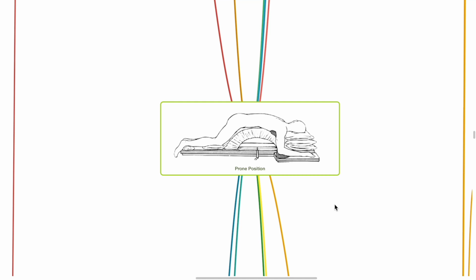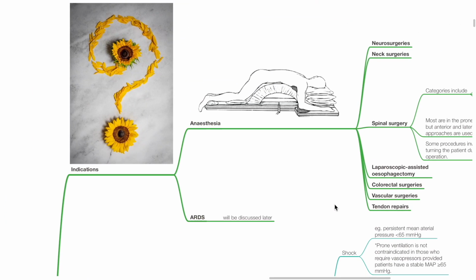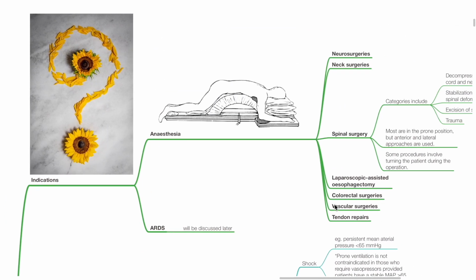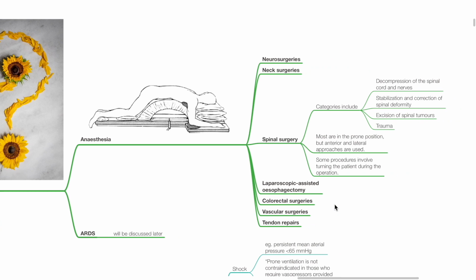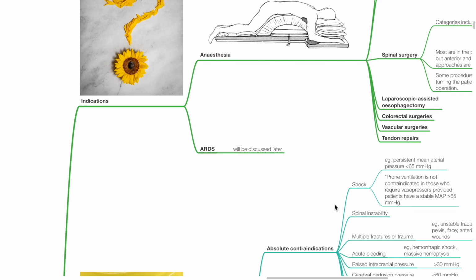Today we'll be discussing the prone position. Indications for prone position during anesthesia: neurosurgeries, neck surgeries, spinal surgery, laparoscopic assisted esophagectomy, colorectal surgeries, vascular surgeries and tendon repairs. In critical care, for ARDS.